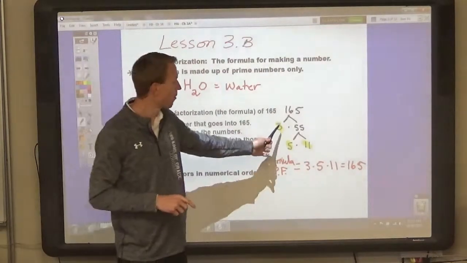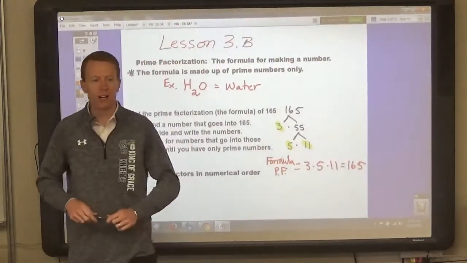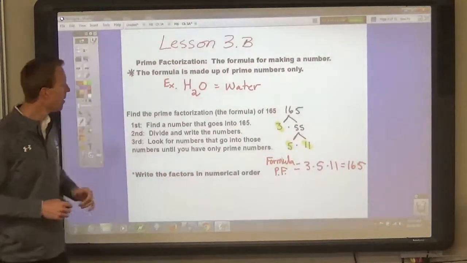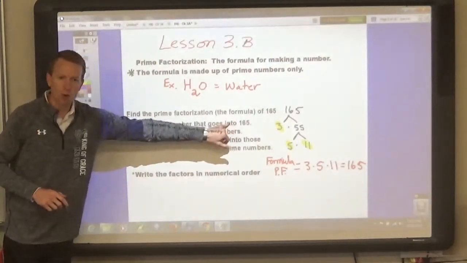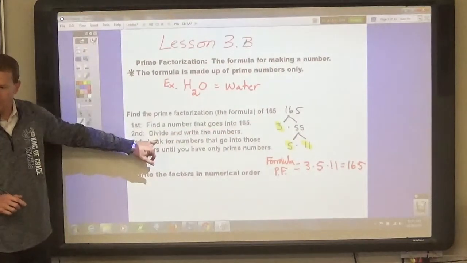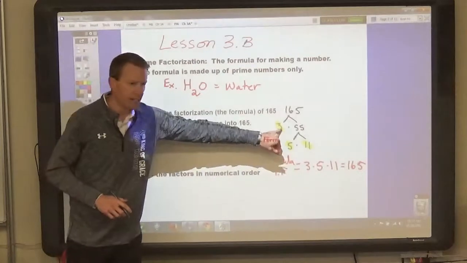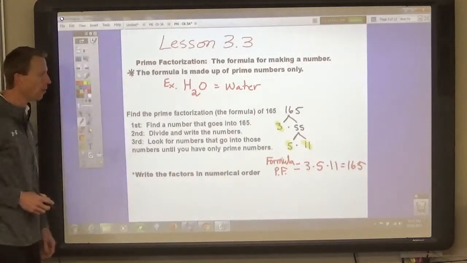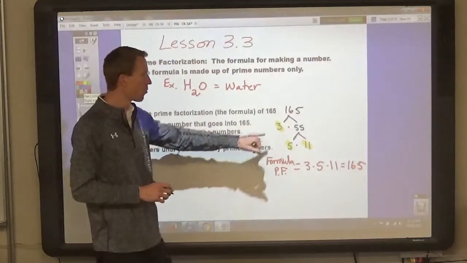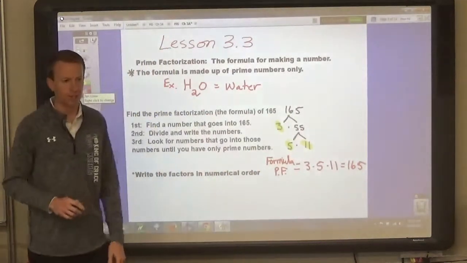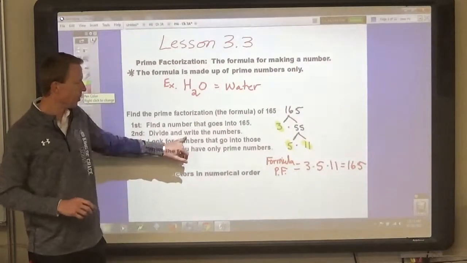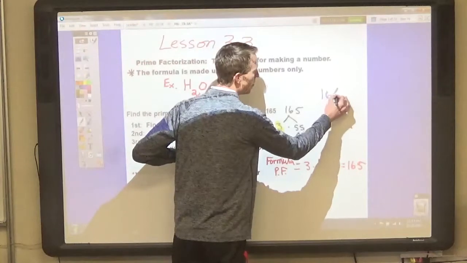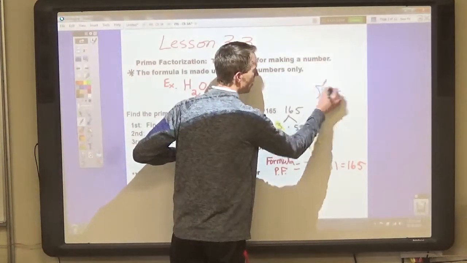Let's go back to 3. Since we know 165 is divisible by 3, then we can choose one of those 2 numbers to start with. In this case, I chose 3 to start with. And so, how would you figure out how many times 3 goes into 165? You divide. You do the division. 165 divided by 3.